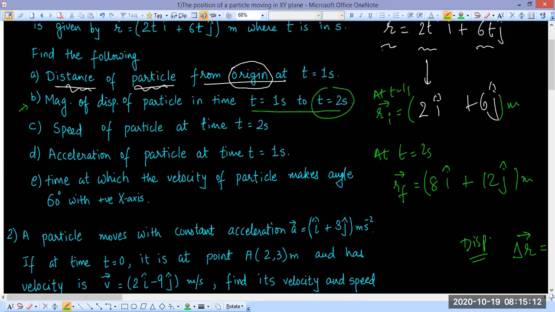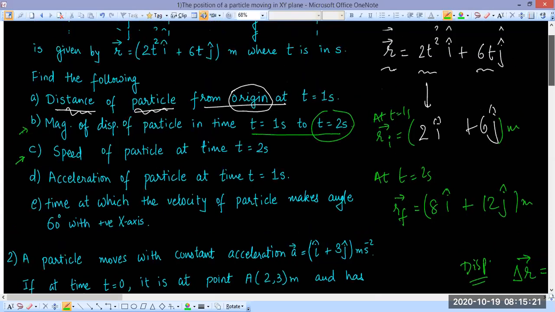Okay, let's go to the next one. Speed of particle. How many of you have got this answer, and what's your answer? How many of you have got an answer for speed? How many of you have got an answer of C? What is your answer if you have got it?